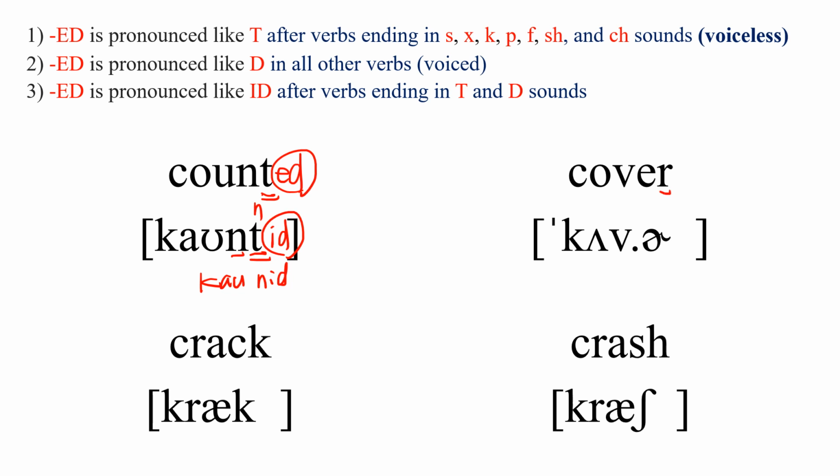Cover, consonant, put ED, and the R is voiced, so it becomes this sound, covered. And crack, so consonant, put ED, and this is voiceless, so it becomes T sound, cracked. And crash, so put ED and SH is voiceless, becomes T sound, crashed. Count, counted, cover, covered, crack, cracked, crash, crashed.